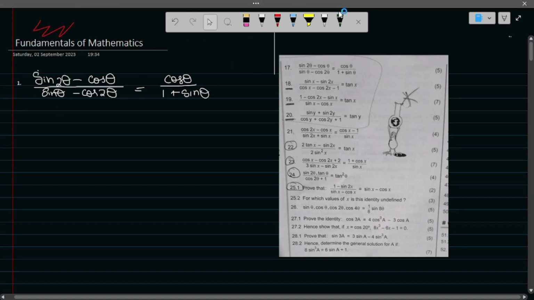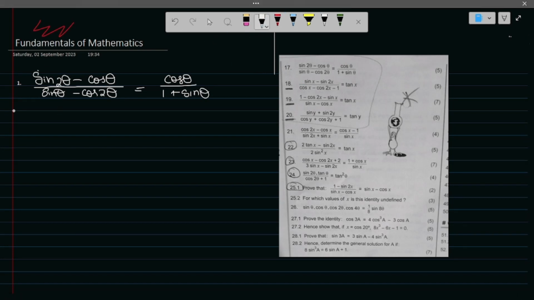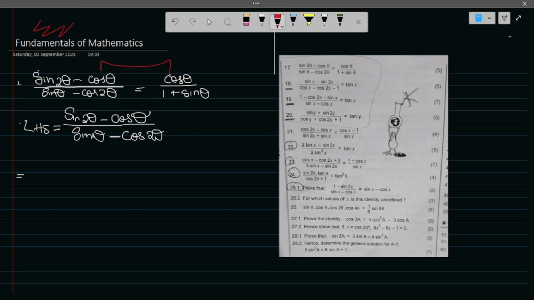So when you're proving a trigonometric question, what you need to understand is that you need to indicate to your marker that you're going to be solving the left hand side, guys. The left hand side says it's sine 2 theta minus cos theta, over sine theta minus cos 2 theta, right? So you're going to solve the left hand side to show that it is equal to the right hand side.